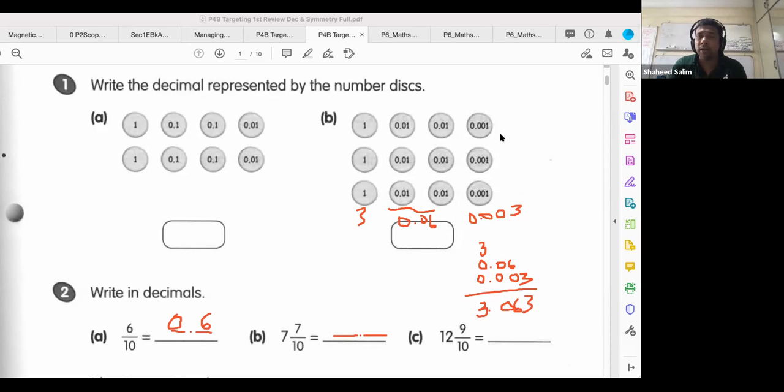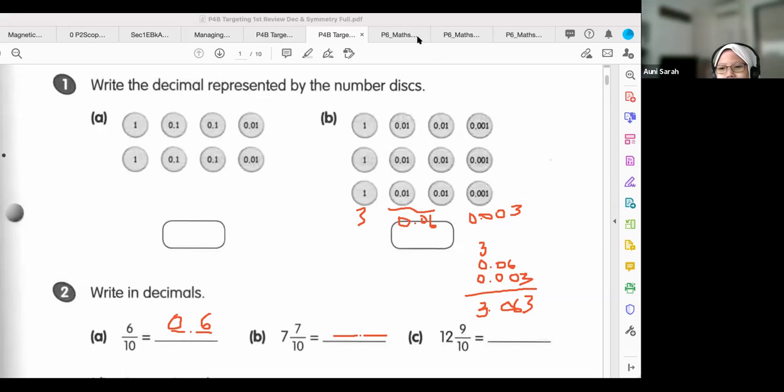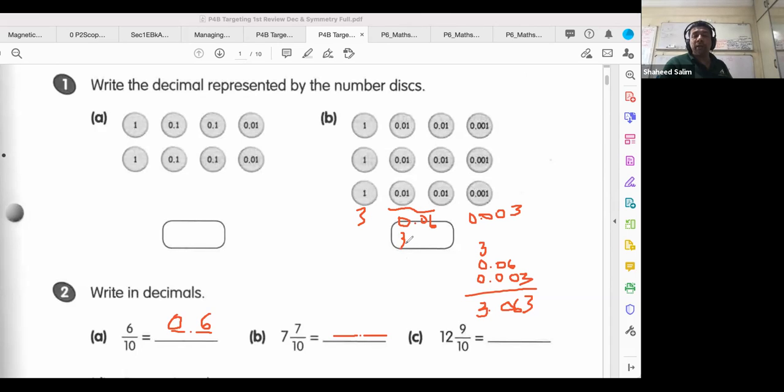Down here 0.01, 0.002, 0.003. Can you see now? Only. Oh, so I accidentally put 1. So down here now, this is 3.063.